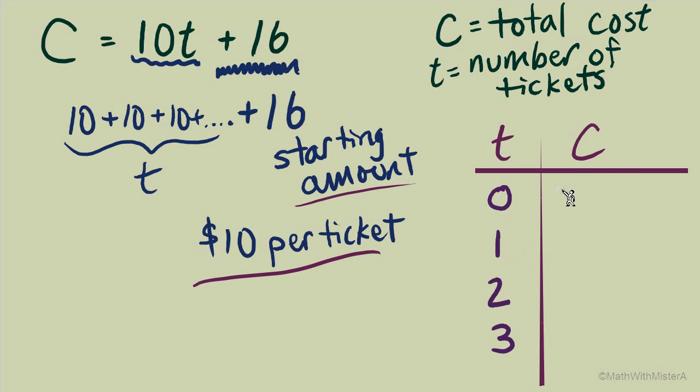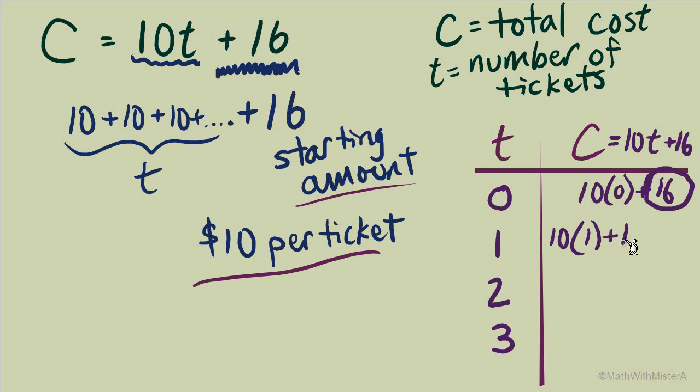The way that we'll fill in this table is to use the equation c equals 10 times t plus 16. If t equals 0, then c equals 10 times 0 plus 16. Multiplication first, 0 plus 16, so we get the result of just 16. When t equals 1, we've got 10 times 1 plus 16. 10 plus 16, 26. We can continue this process as long as we want in the table.